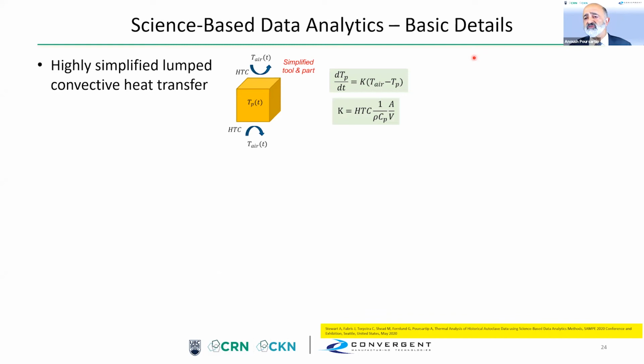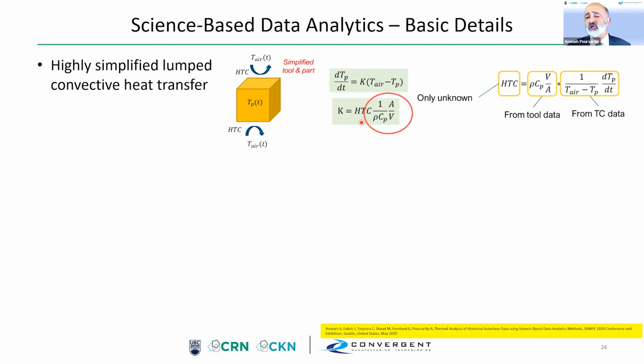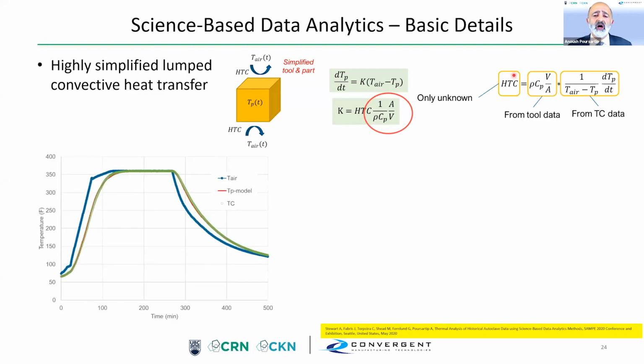The rate of increase of temperature in the part is proportional to the difference in the air temperature and the part temperature. And that constant of proportionality is the heat transfer coefficient, which is unknown, times some tool parameters that basically are the thermal mass of the tool and its surface area. So you can rearrange these equations so that you can actually evaluate the only unknown, the heat transfer coefficient.